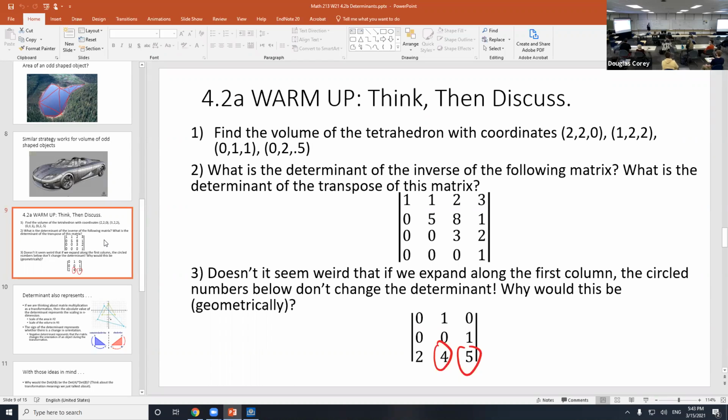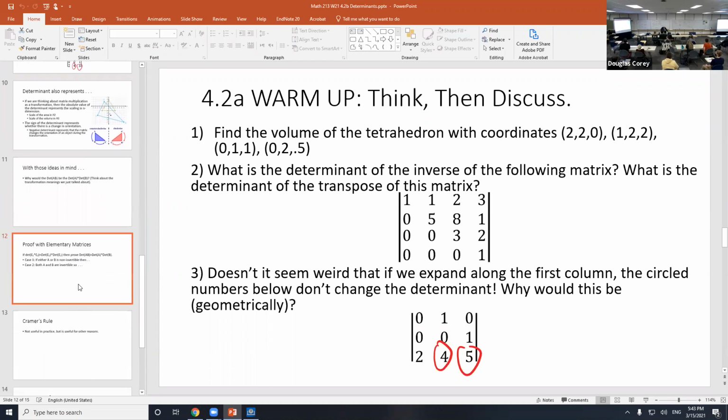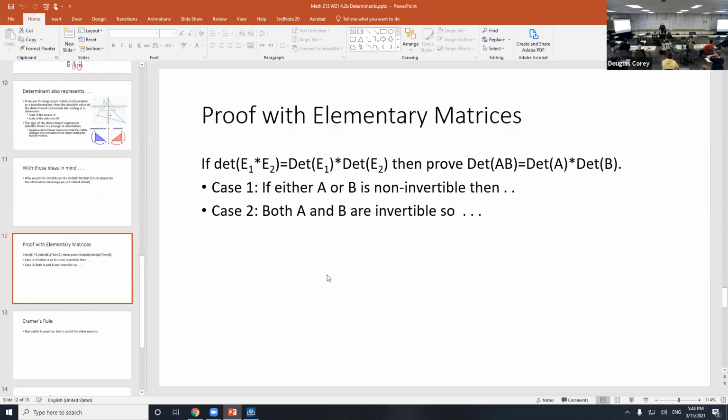So speaking of simpler, last thing, we've got 6 minutes. We have some intuitive idea now about why the determinant of AB should be the determinant of A times the determinant of B. Now let's see if we can prove it using elementary matrices. If you knew that the determinant of two elementary matrices multiplied together is the determinant of the first times the determinant of the second, your task is to prove the determinant of AB equals the determinant of A times the determinant of B.